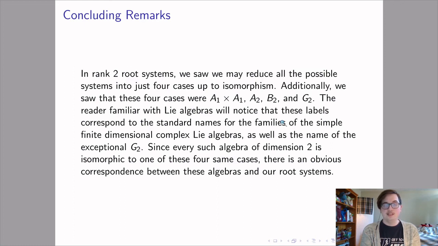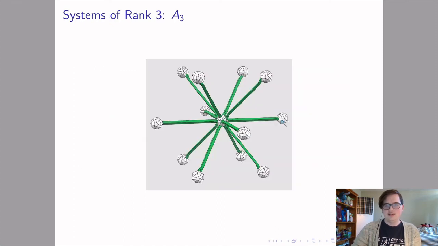And from there, you would correctly guess that if you continued into rank 3 systems, you would find the same correspondence. So you would go up to A3, B3, and then C3. And yeah, I can show you here, there's a rank 3 system. So this is actually A3, and this looks a lot like A2 because we have our vectors of equal length and the same angle between all of them.